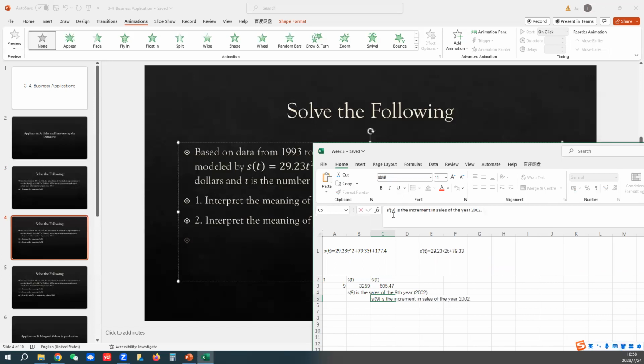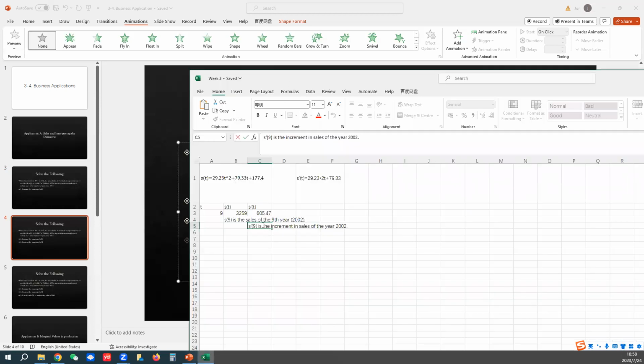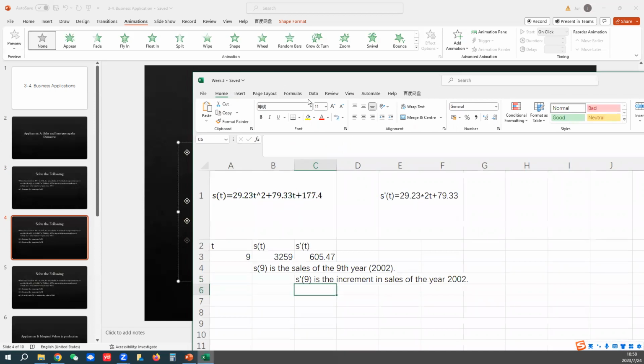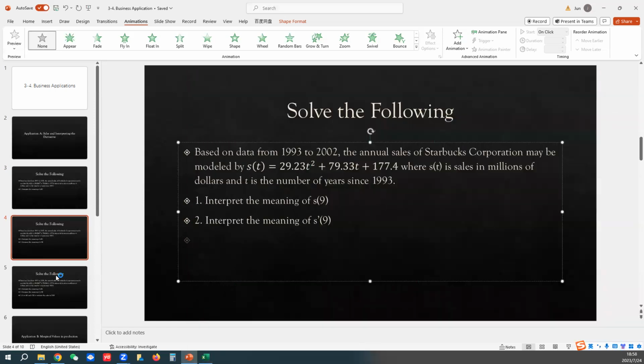So remember, the derivative is the instantaneous change, right? And what instantaneous means here is, at the point of the 9th year, what the change will be. So that's the interpretation of S prime 9.